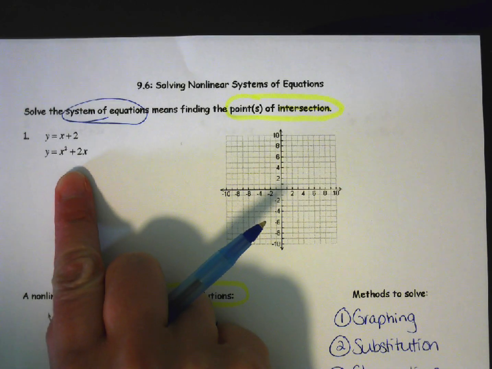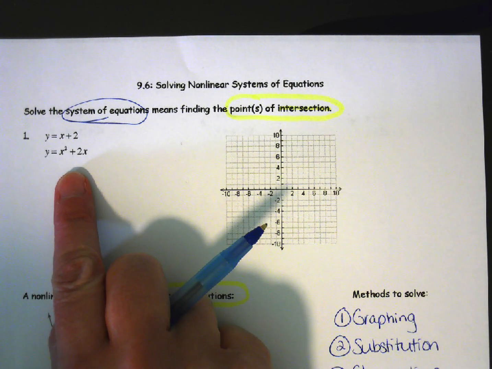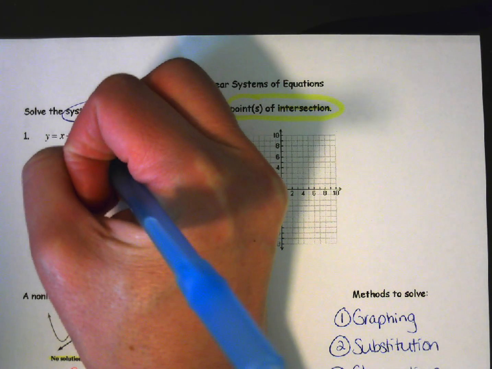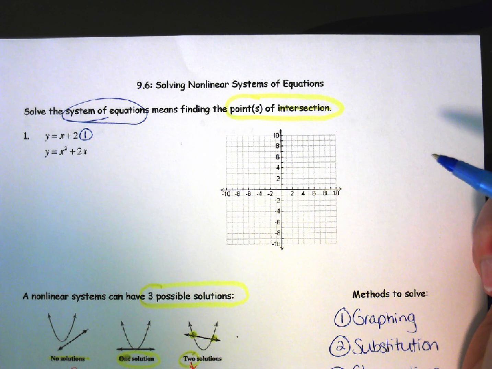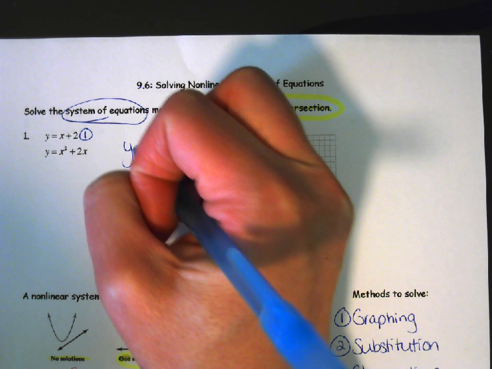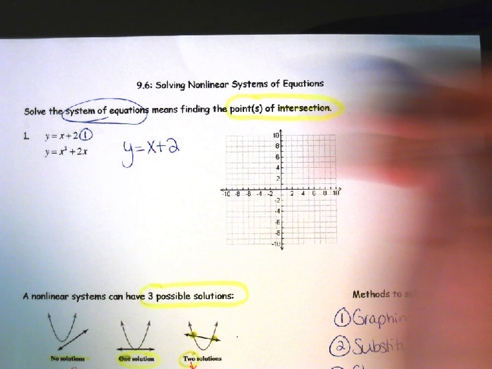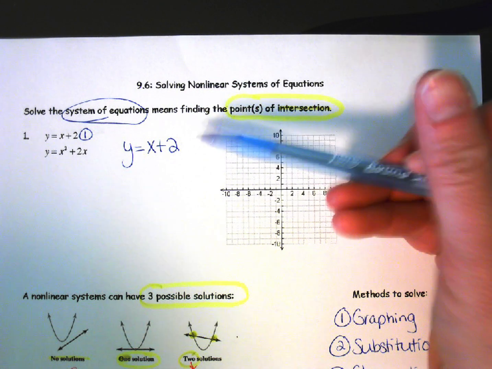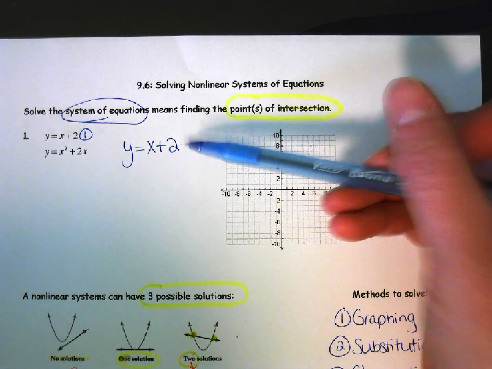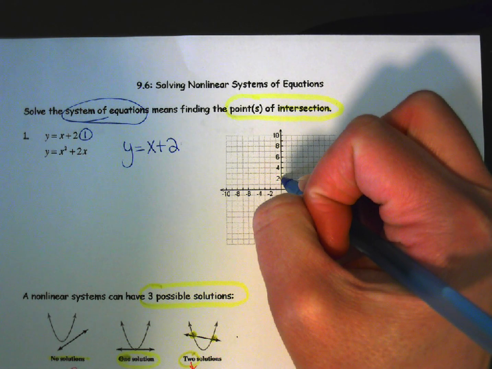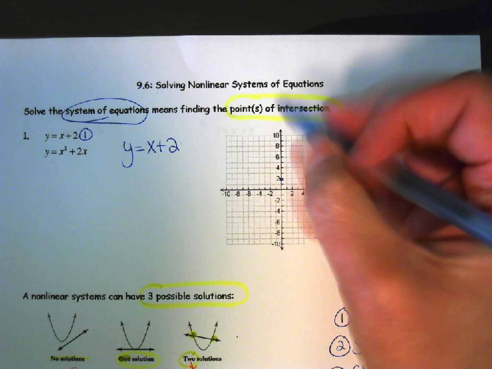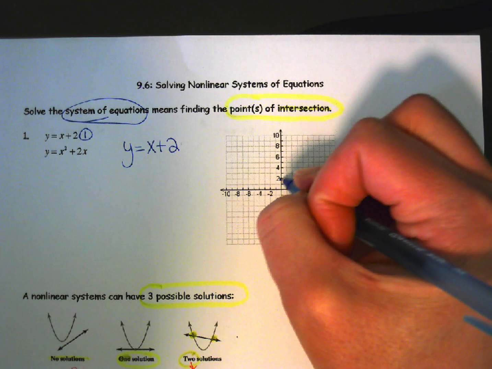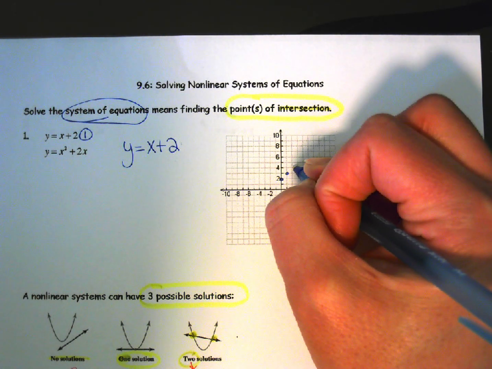So let me show you graphing. If we go up here to this first one, graphing, I'm going to do this first one. We'll call this number 1. I'm going to do this in blue. Okay, just so we can see it a little easier, it's y equals x plus 2. This is in slope-intercept form. So what I'm going to do is go up to 2 and put a dot, and then I'm going to do my slope, which is up 1 over 1, up 1 over 1.